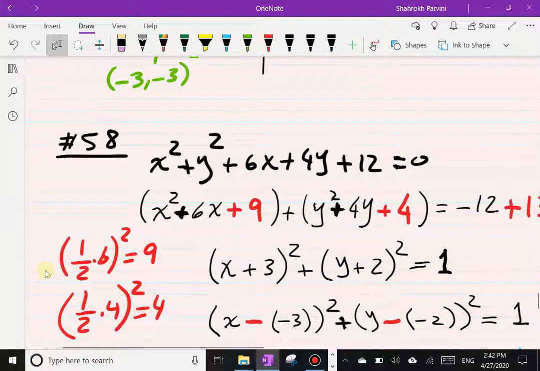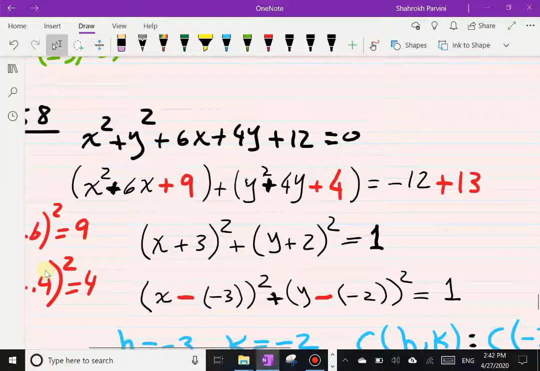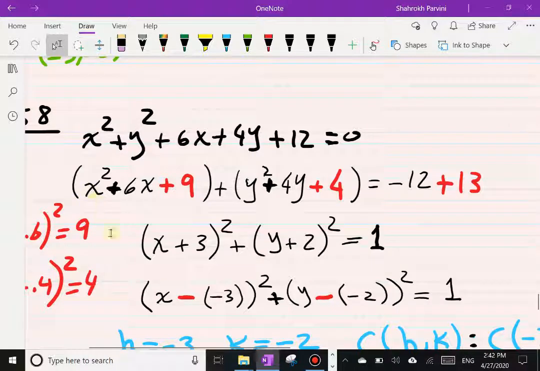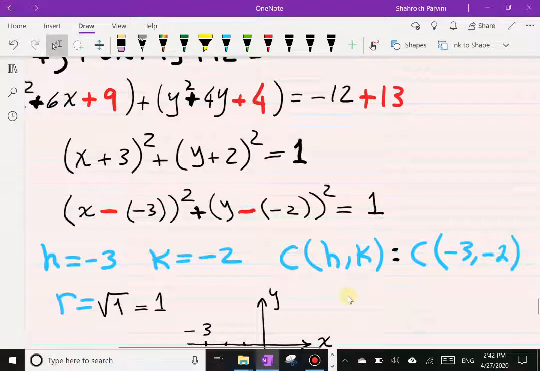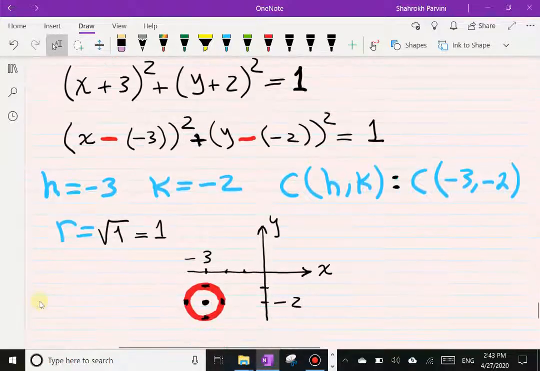Now, next step, I actually want to show you exactly the HK form. So what I'm doing is I'm using x minus, here's your h, y minus, and here's your k. So h is negative 3 and k is negative 2. And those are the coordinates of the center. The radius, remember, will be the square root of this number. Square root of 1 remains 1, so you're not going to see a change there. And this is the graph.